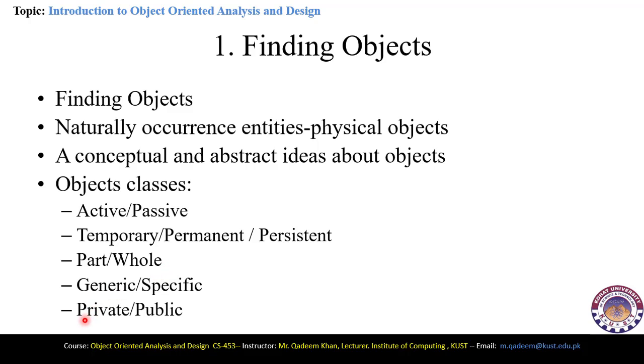Also, the object can be private or public. Private objects are those objects whose data or member functions are private and cannot be accessed by any other objects, while a public object is an object which can be accessed by any other object as well. So the public object is the part of the public class, while the private object is the part of the private class only.